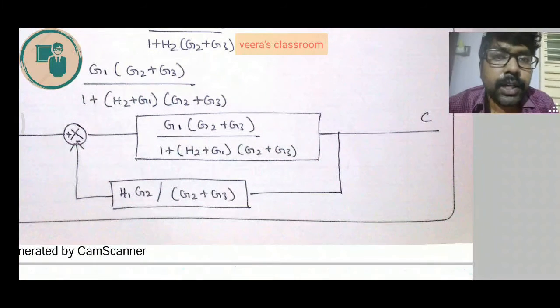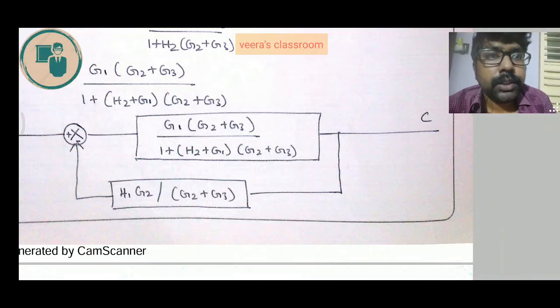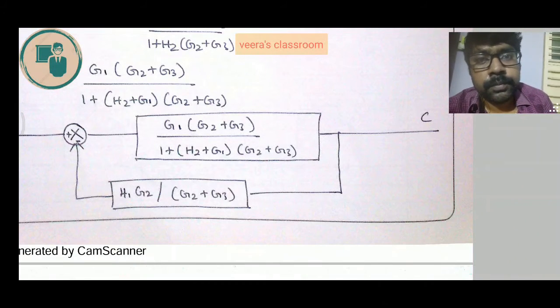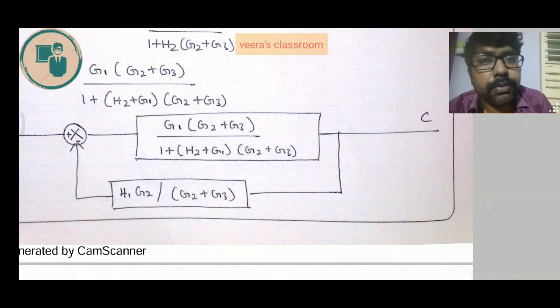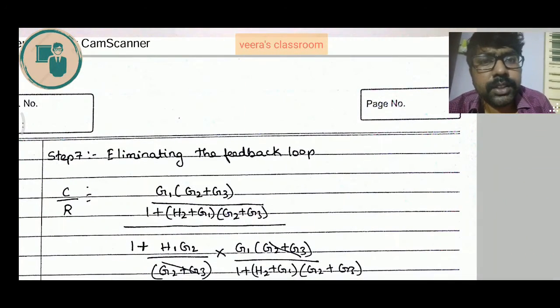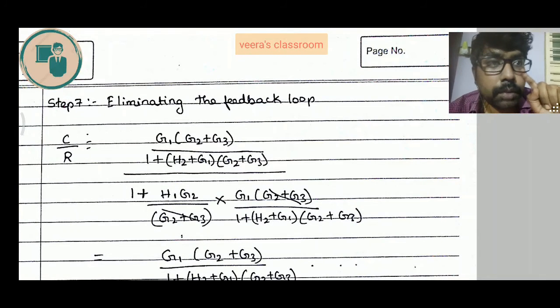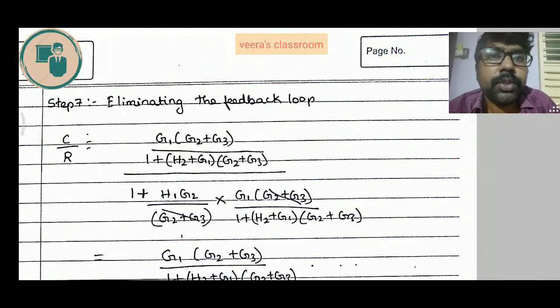So this final term is substituted instead of that feedback loop. After substituting it, we have another feedback loop which has to be considered. This is again a negative feedback. This feedback element is much bigger than the previous terms, so we have to do it carefully here. The formula is simple, G by 1 plus GH, but the G value and H value are somewhat larger. The G value is G1 into G2 plus G3 divided by 1 plus H2 plus G1 into G2 plus G3, and the feedback element is H1 G2 by G2 plus G3. We have certain cancellations.